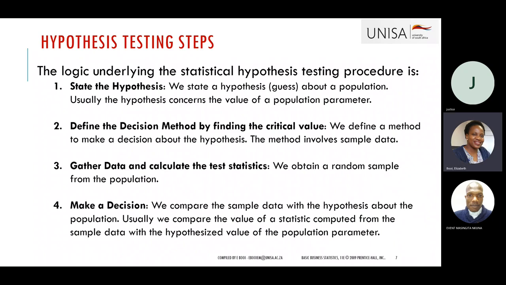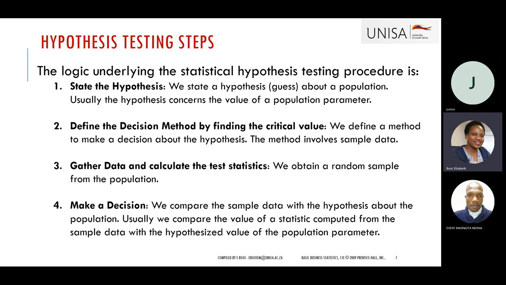Then step number two, you need to be able to define your decision method. And here we're talking about the critical value. You need to be able to go and find your region of rejection using the critical value for chi-squared. And the critical value for chi-squared, it's always going to be a one-sided test based on the distribution of a chi-square, because it's a positively skewed test. Then step number three, you need to be able to calculate your test statistic.